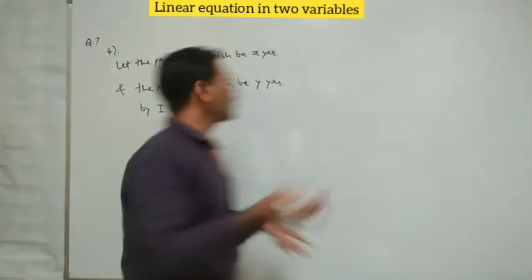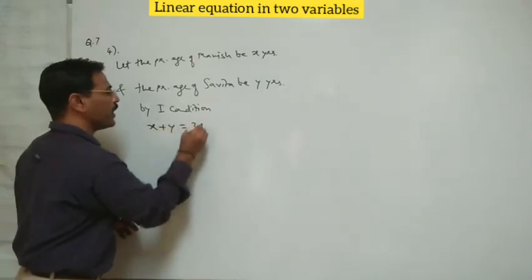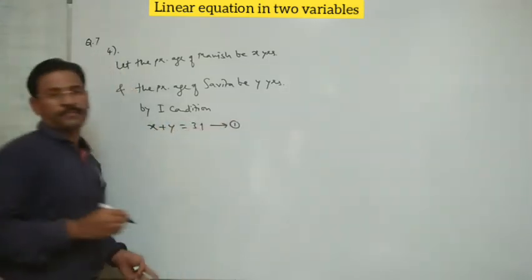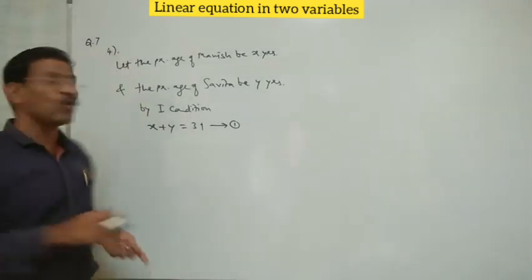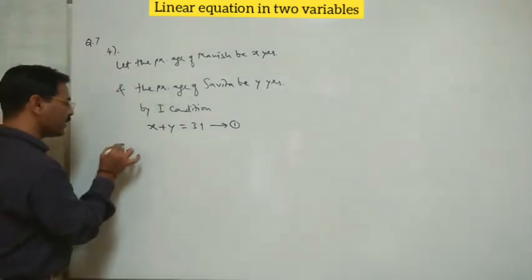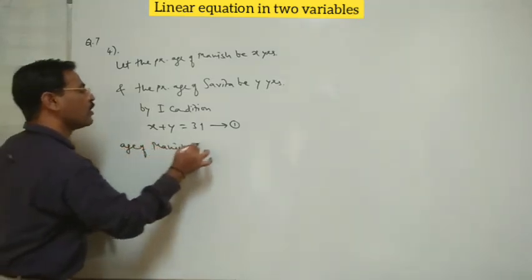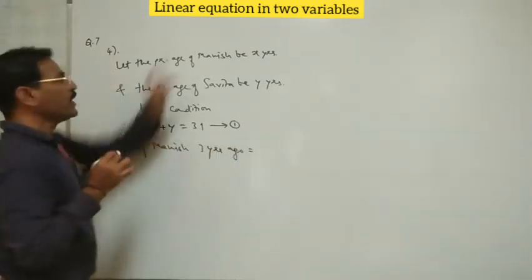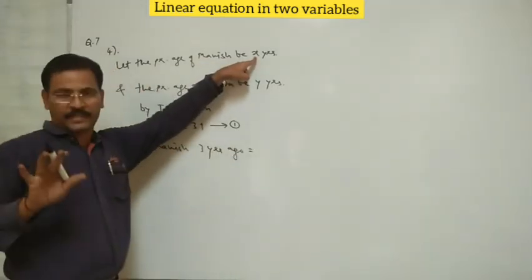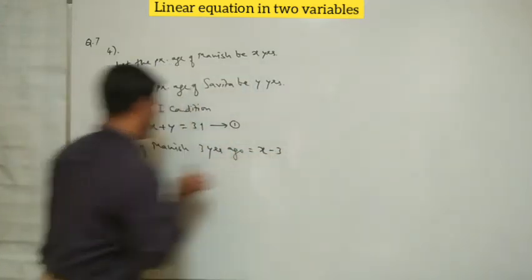Okay, it means X plus Y is equal to 31. This is equation number 1. Now, in the given example, the condition is: 3 years ago. So we'll write here the age of Manish 3 years ago. Here the present age is X, so 3 years ago, minus 3, means X minus 3.